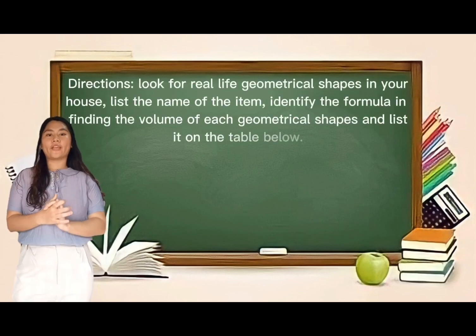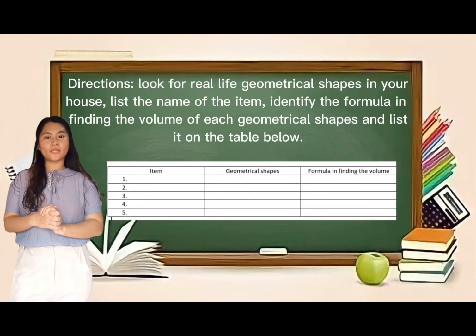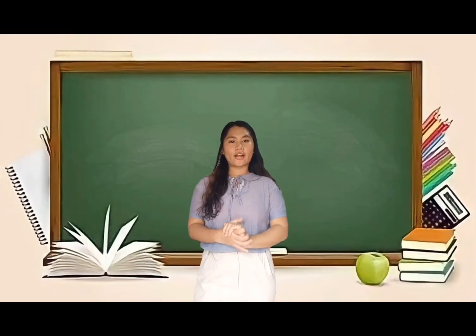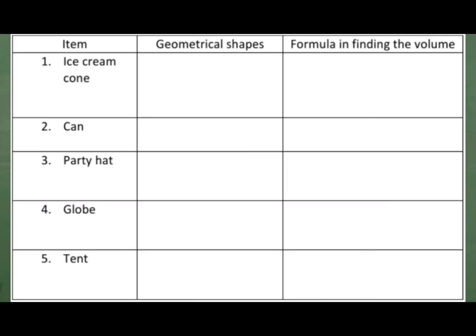Directions: look for real geometrical shapes in your house. List the name of the item. Identify the formula in finding the volume of each geometrical shape and list it in the table. Now, let's check your activity. Number 1, you wrote ice cream cone. Ice cream cone is a cone, and the formula for finding the volume of the cone is pi times the radius squared multiplied by its height divided by 3.